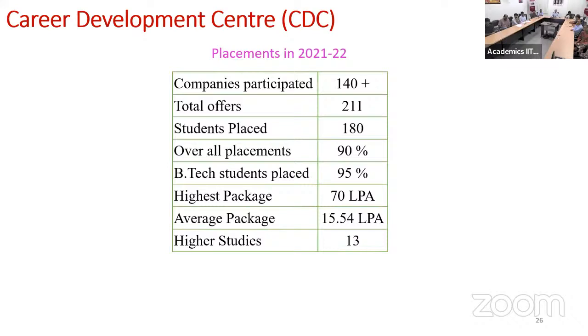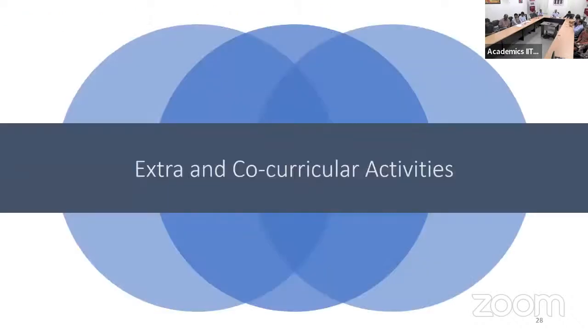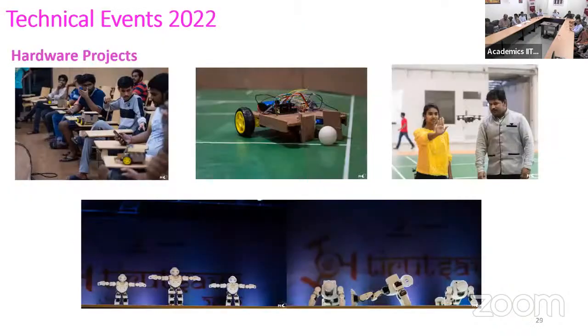And for you to have a glimpse about the placement, these are the statistics over all the branches and also across the programs, UG and PG. For BTech students last year, there was 95% placement. There are some students who don't want to undergo this placement process. They may go for higher studies. In such cases, you can see here 13 students have gone for higher studies. These are the statistics.